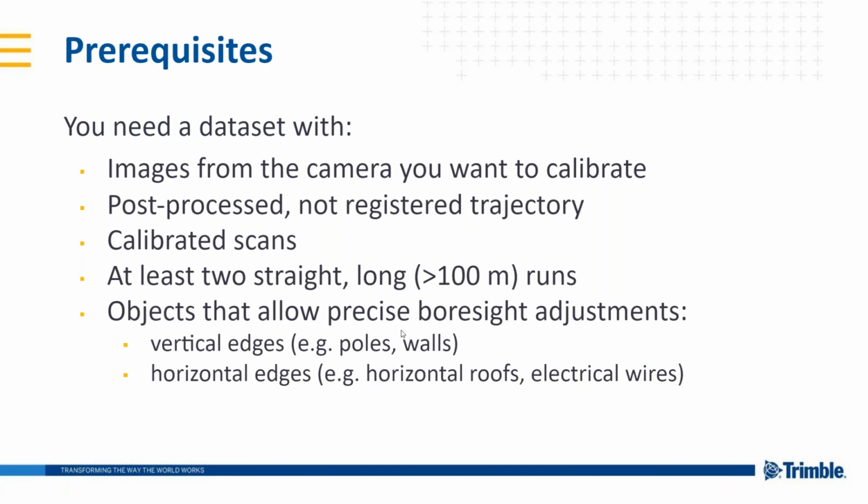What do you need? You need a data set with, of course, images from the camera you want to calibrate. You need good trajectory with the best possible accuracy of GNSS, same ideas as with the lasers. You need calibrated scans, so if your scans have been misaligned, it's not a proper reference for the cameras. And for the camera calibration, we prefer a little bit longer runs, maybe more than 100 meters, so that you can check the camera calibration in different locations, and you can see objects far away as well. And this area should have objects that allow precise boresight adjustments, so vertical edges like poles and walls, and horizontal lines like roofs, electrical wires, and so on.